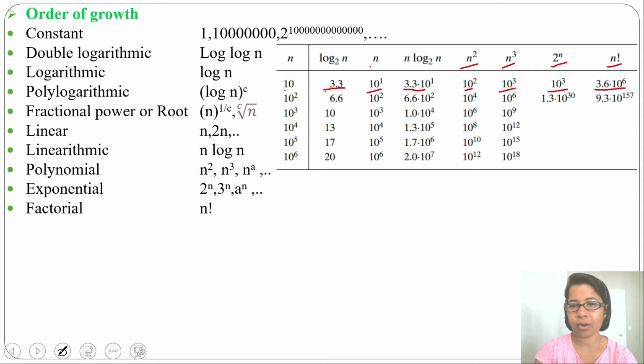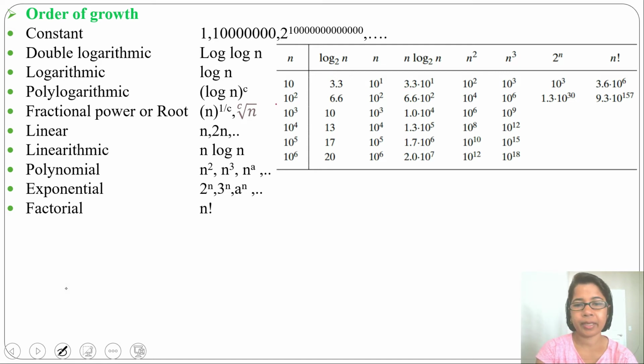You can see the order of growth. 3.3 is less than 10, 10 is less than 3.3 times 10, this value is less than 10 square, 10 square is less than 10 cube, 10 cube is less than or equal to 1024, and this value is less than n factorial.